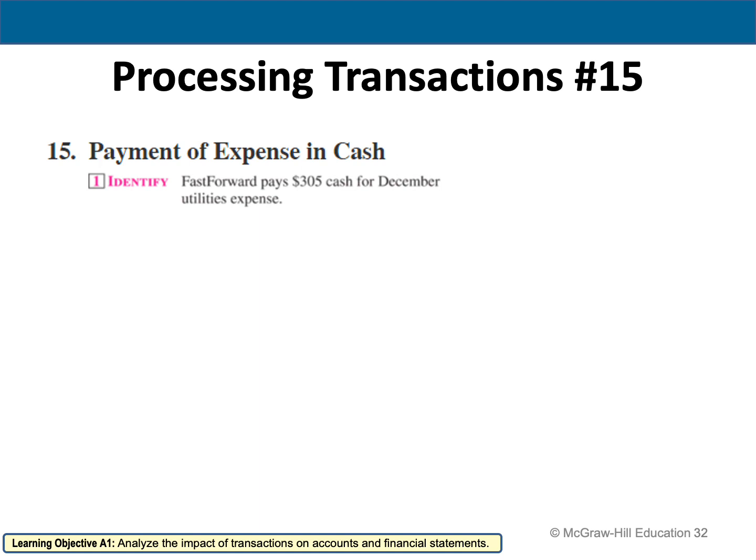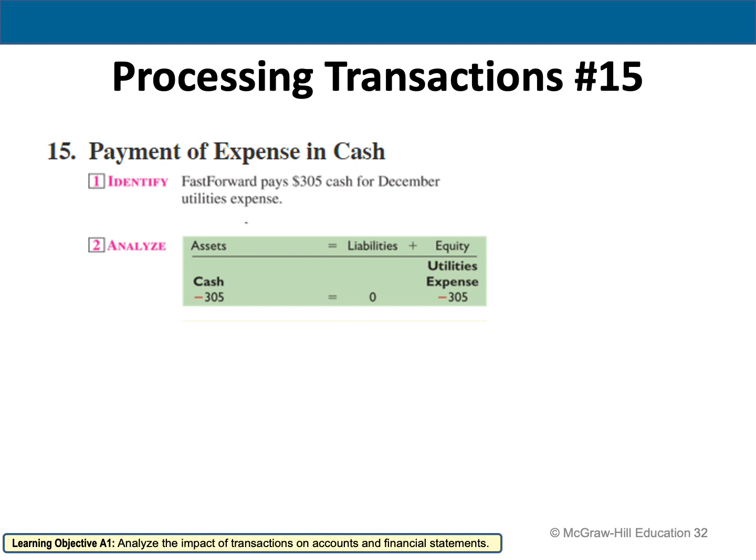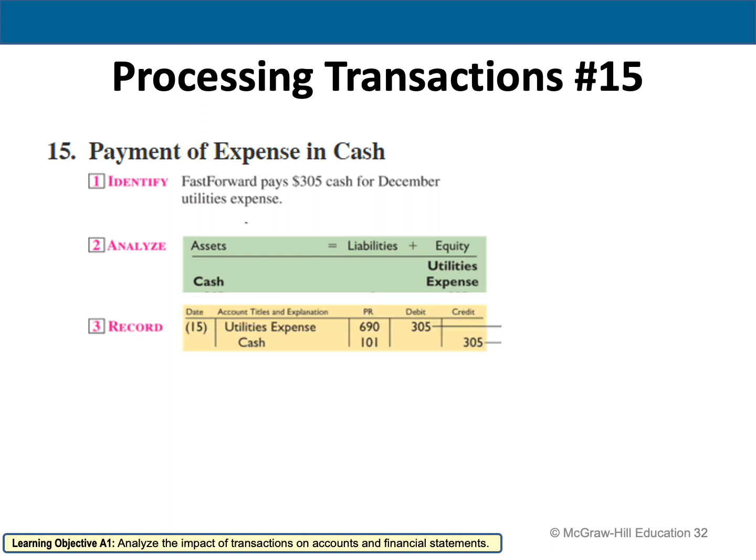So what will happen here if we pay? If I analyze it, my cash is going to decrease by 305, and my expenses are going to increase by 305. So we know that because the cash is decreasing, it will decrease on the credit side, and utilities expense, because it's increasing, will increase on the debit side. So when we record the entry, we have to start with utilities expense in the first line, because it's increasing, and usually the normal balance of the utilities expense, or the expenses, is on the debit side.